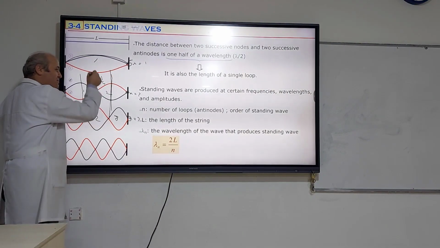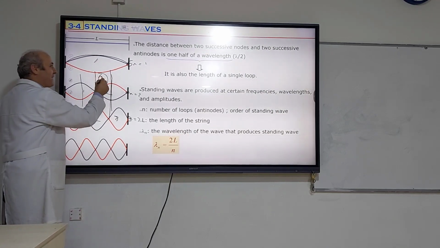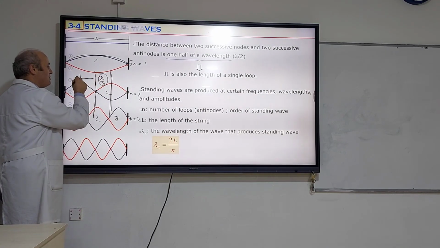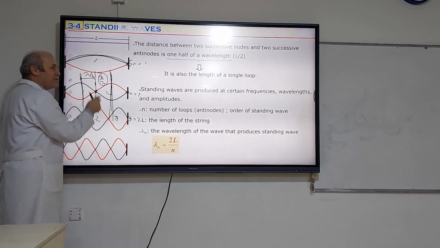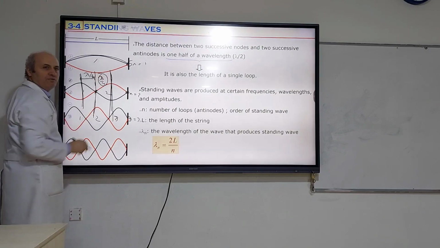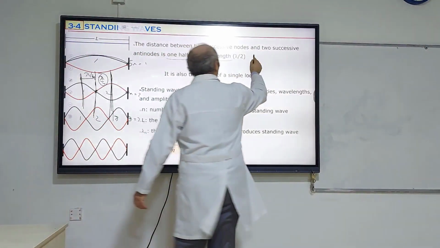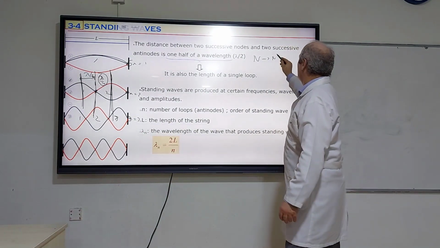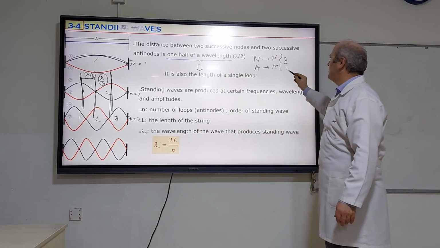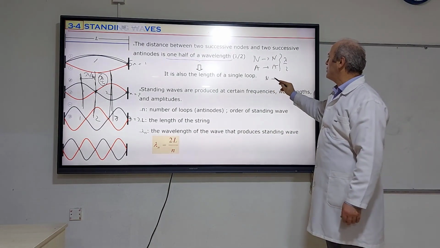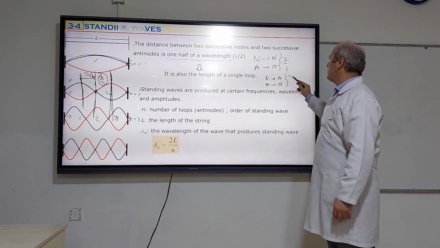From antinode to node, 1 over 4. Lambda over 4, yeah. From antinode to node, lambda over 4. And from antinode to antinode, lambda over 4 plus lambda over 4, lambda over 2. So we should know this. From node to node, antinode to antinode, what is the distance? Lambda over 2. But from node to antinode, or antinode to node, it is lambda over 4.